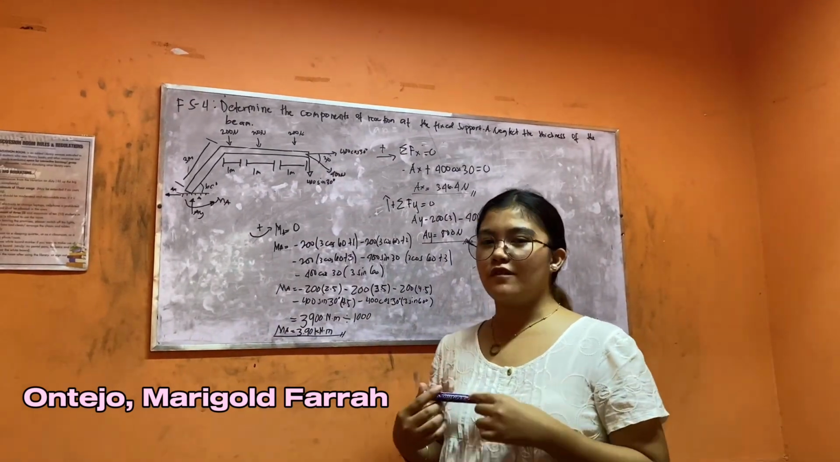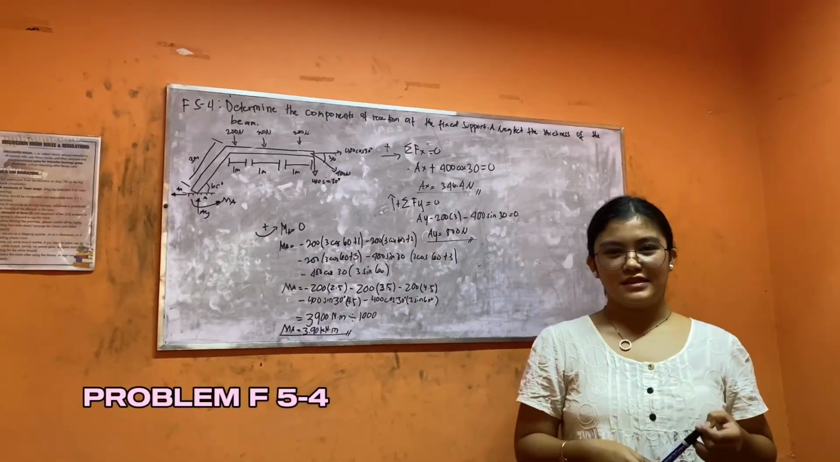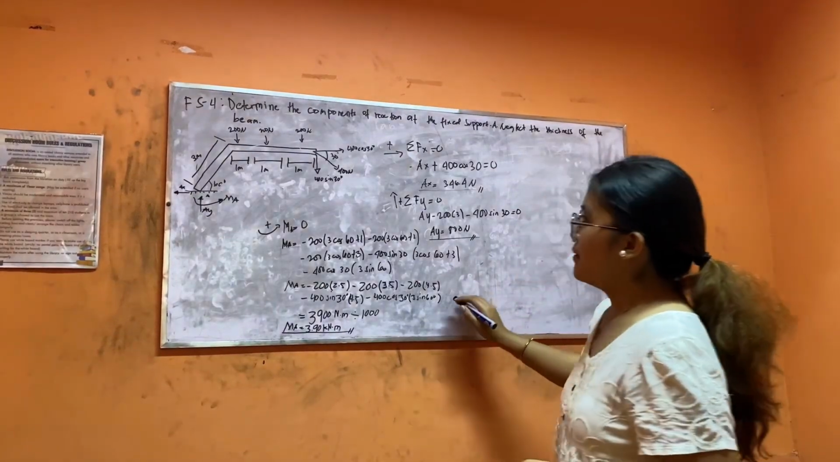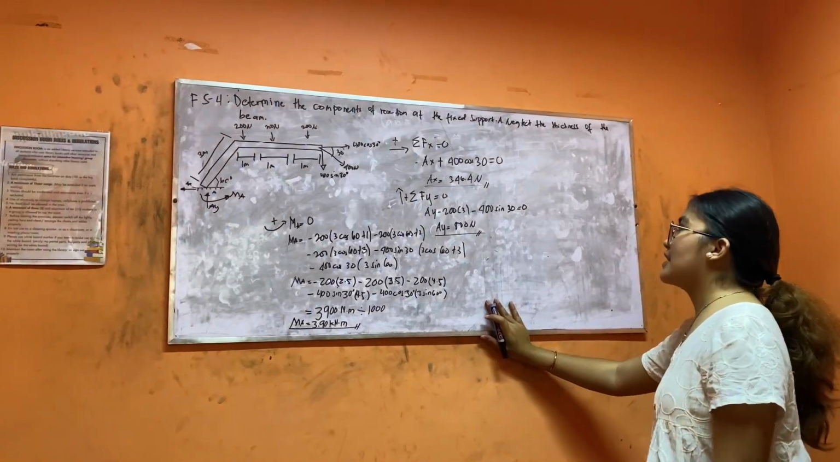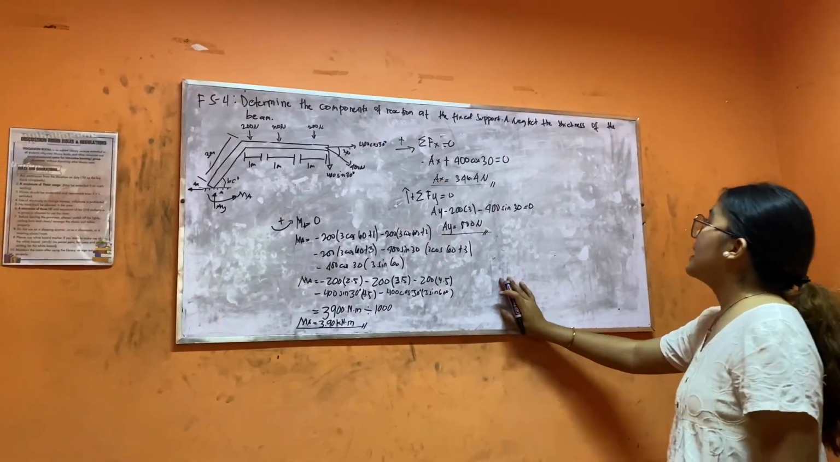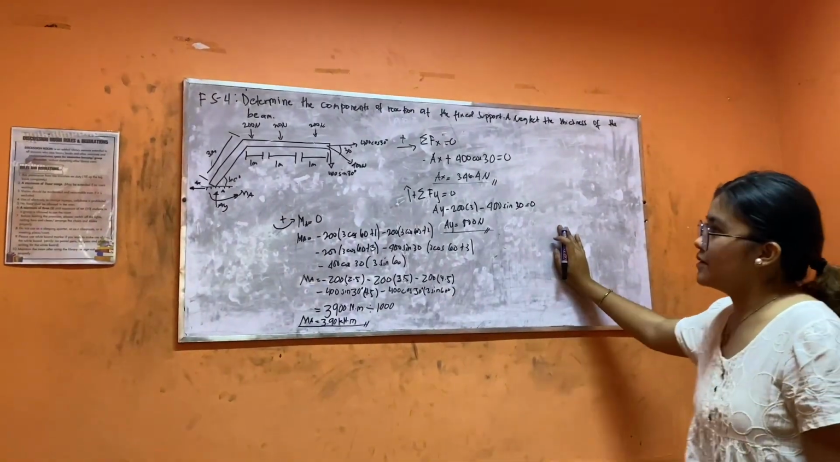Today we're going to solve problems about equilibrium of rigid bodies. So we have problem F5-4: determine the components of reaction at the fixed support A. Neglect the thickness of the beam.